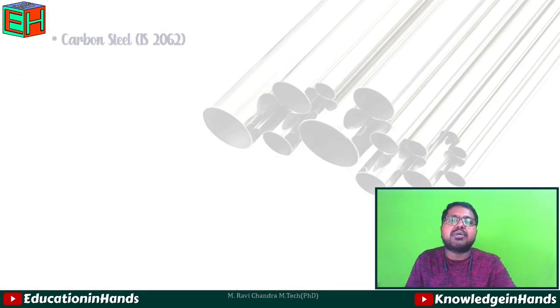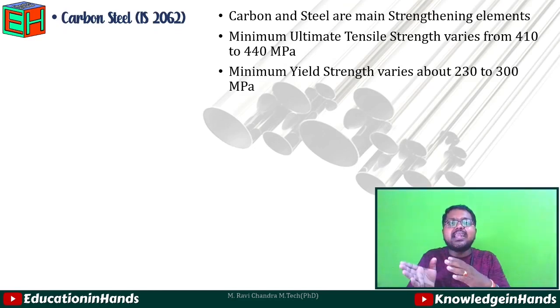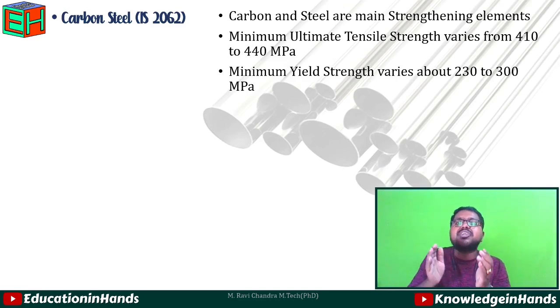First one is carbon steel. So what is carbon steel? This steel is the basic steel, which is an alloy of iron and carbon. See here, carbon and steel are the main strengthening elements. Its minimum ultimate strength is maintained at 410 to 440 megapascals, and its yield strength is nearly equal to 230 to 300 megapascals. It is the basic steel used in our construction or in RCC. Carbon steel is confined to Indian Standard Code IS 2062.